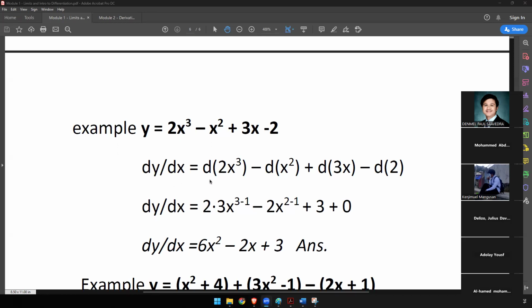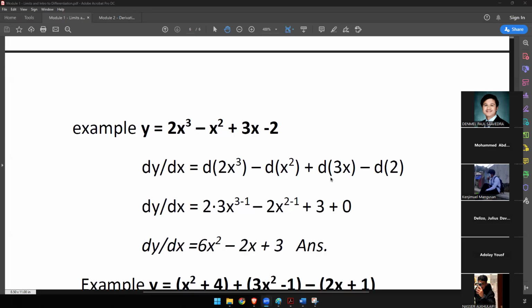Okay? And then we are now deriving each expression. So derivative of 2x cubed minus derivative of x squared plus derivative of 3x minus derivative of 2. Okay, so once you're done deriving, this is now the format that you will have after each expression. So 2 times 3 is 6. X raised to 3 minus 1 is x squared. For the second one, the derivative of x squared, so the same thing, we just bring down that exponent and then we deduct 1. So negative 2x, x raised to 2 minus 1 is negative 2x.